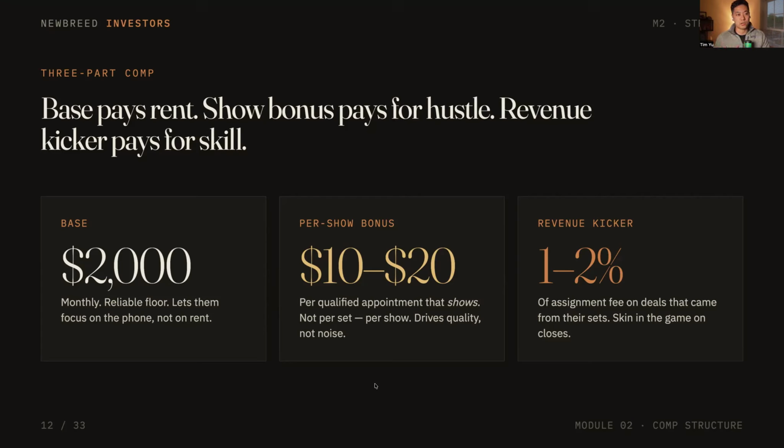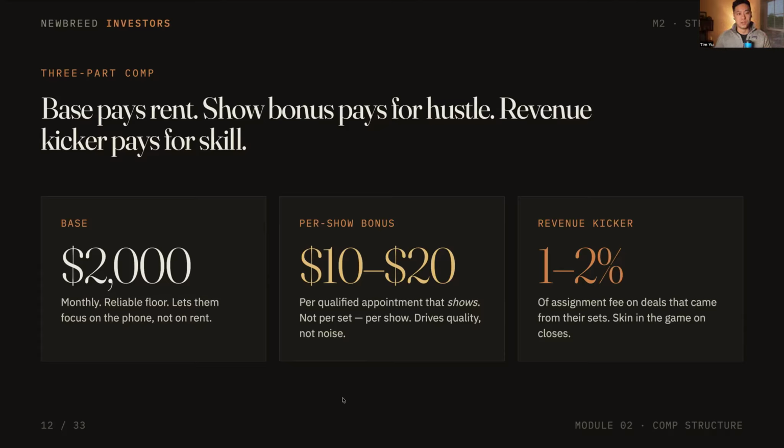Like in our agreement that we have with this setter, it's very formal. Hey, this is your base of 2K. You also get a $10 to $20 bonus per show. And in that contract, you want to explain what a qualified seller is. A qualified seller is not somebody that asks for $1 million for their house and their house is worth 200 grand. So you got to set that parameter of what is actually a qualified set.